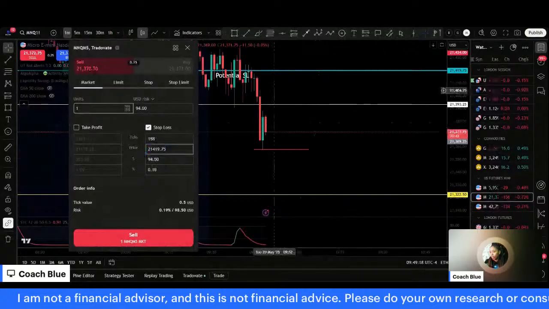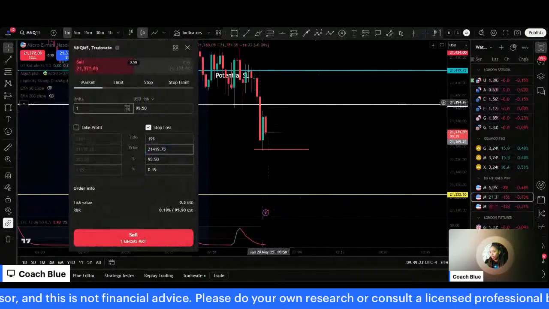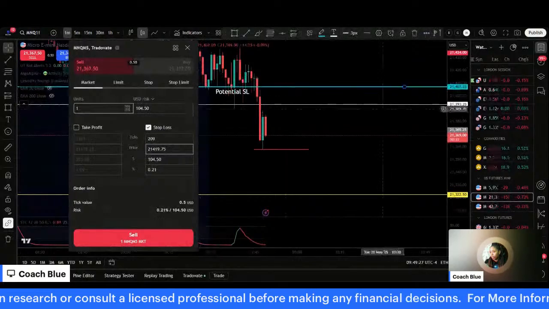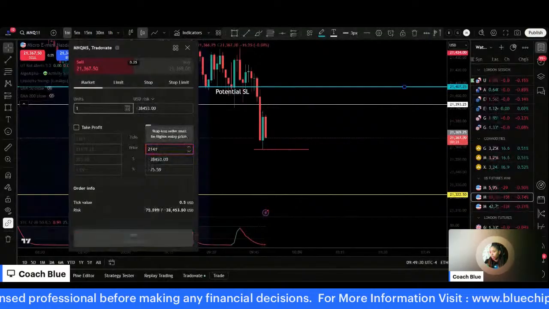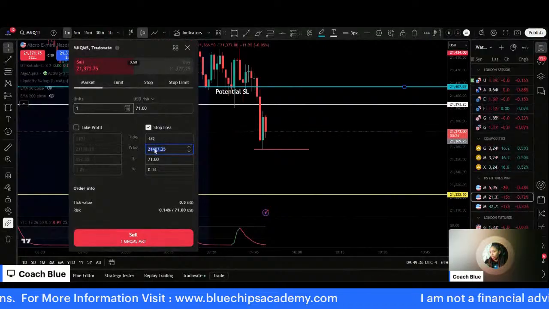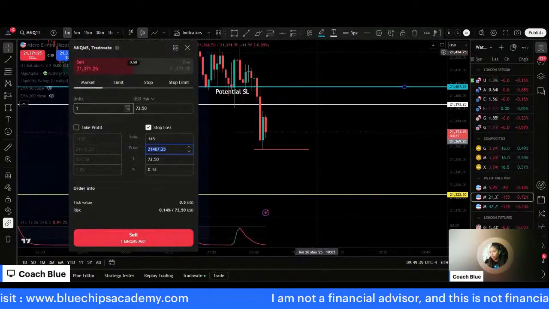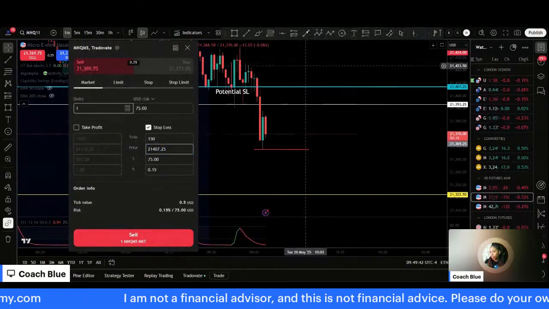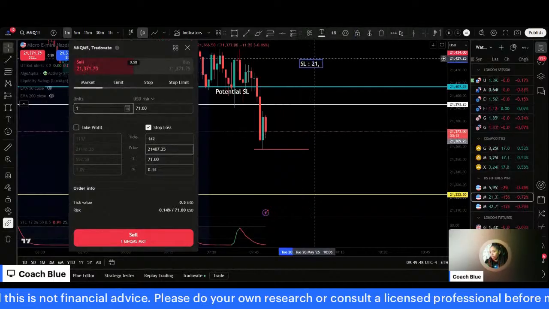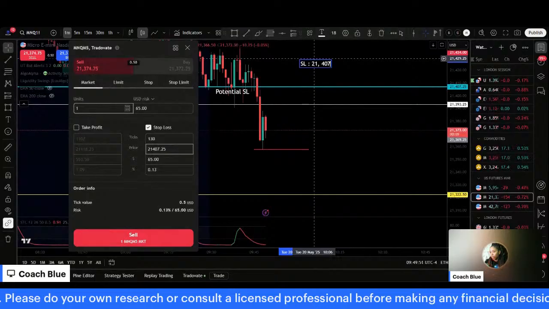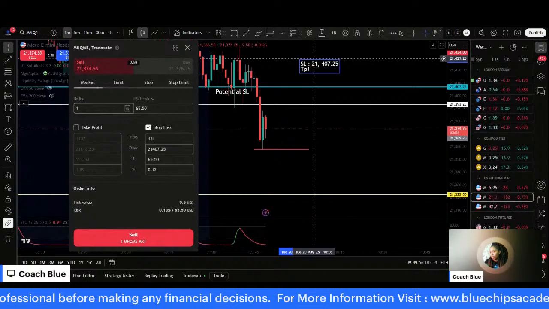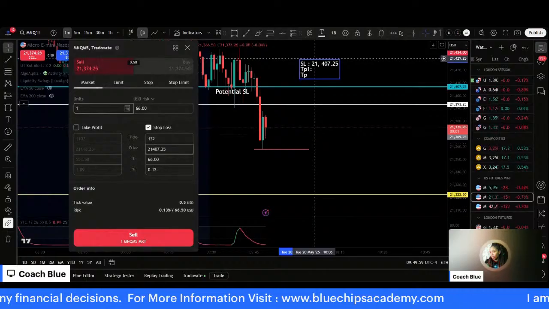I'm going to go ahead and copy. So I'm going to bring my stop loss down now, guys, because here's one level of resistance. Here's two. So I can put my stop loss right here. My potential stop loss is 21,407.25. TP1 and TP2 in a minute, but let's see if we can get in first.